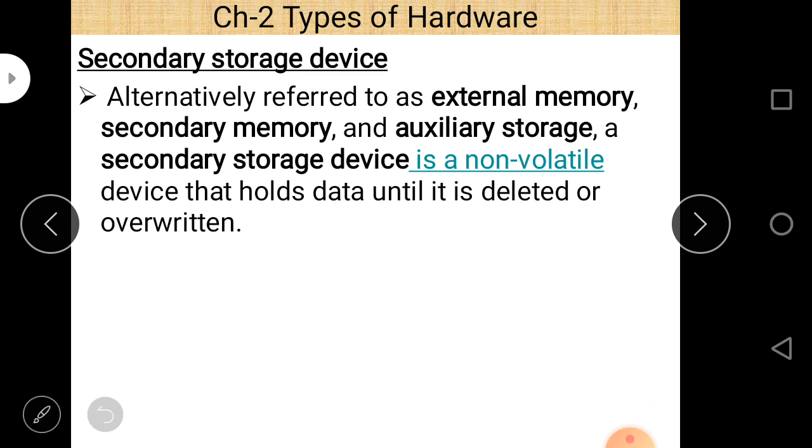So first of all, what is a secondary storage device? Secondary storage devices are also called external memory, secondary memory, or auxiliary memory. One of the most important points is that it is a non-volatile memory. It means that data is permanently saved in this type of memory.